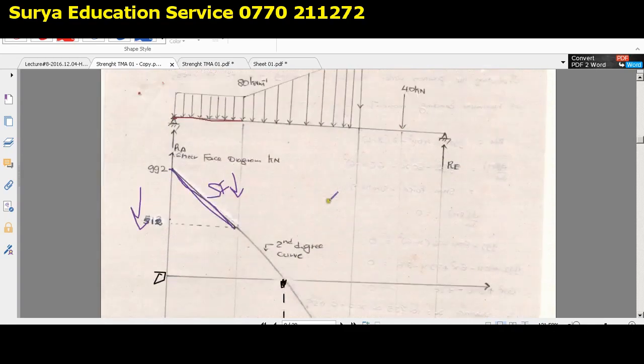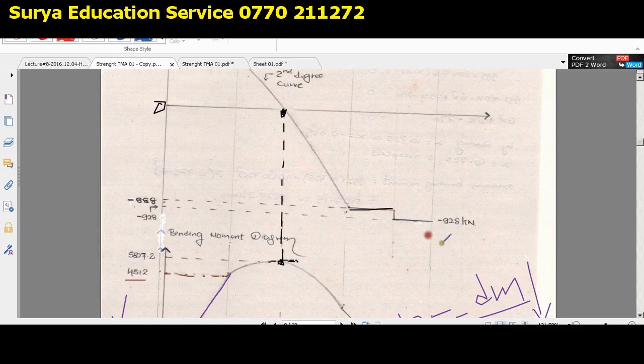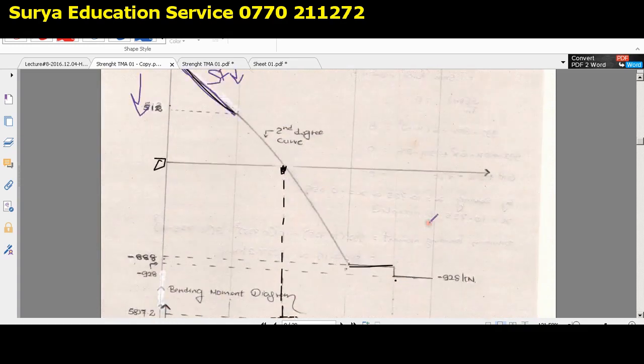So now you need to locate what should be the possible region where you can have 0 shear force. I will again tell what should be the possible region where you can have 0 shear force. Is that clear? So you cannot have 0 shear force here, you cannot have 0 shear force here, so you cannot have it there. So the only possible region is this region.